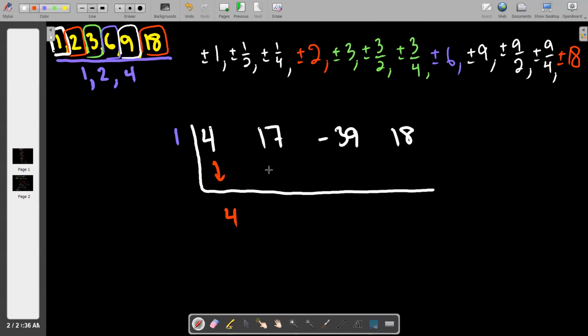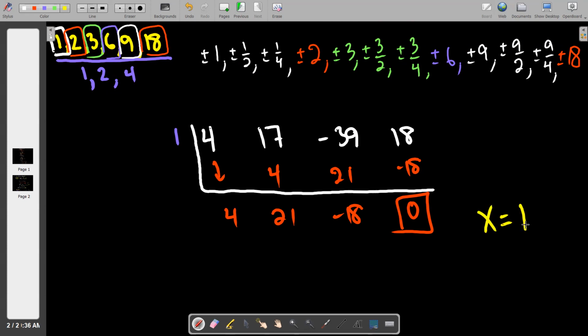Drop the 4, multiply 4, 21, multiply 21, negative 18, multiply negative 18, 0. Good. So we did find a 0, and by we, I mean Sutter found a 0. And that means now that one of our answers, I'll write it in yellow, we take this to the bank, is right here. The graph interacts with the x-axis at 1. Nice.